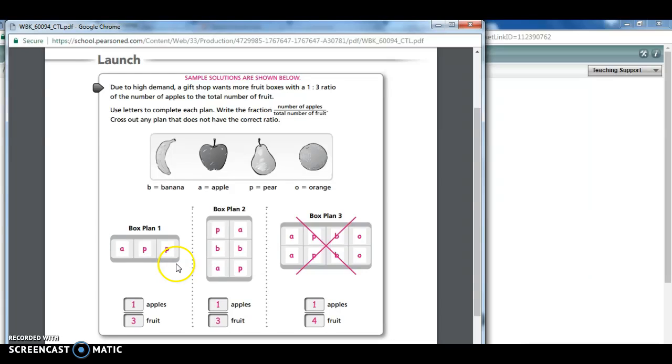Here is the answer for the launch problem. We can see that box plan 1 and box plan 2 both work, but box plan 3 does not have the 1-to-3 ratio that it was looking for. You can pause the video and read through this a little more thoroughly if you'd need to.